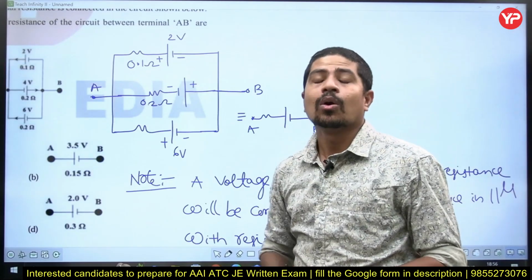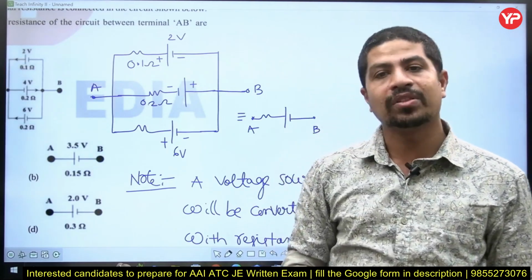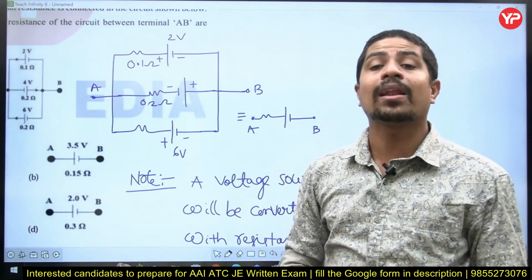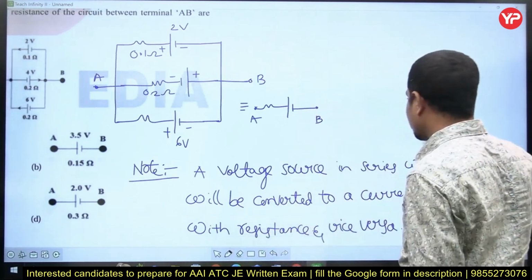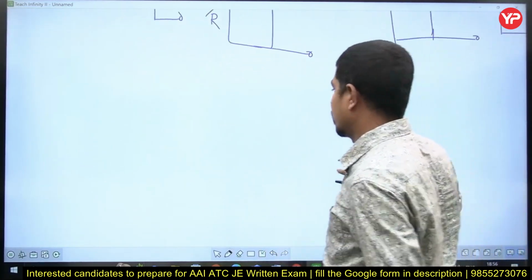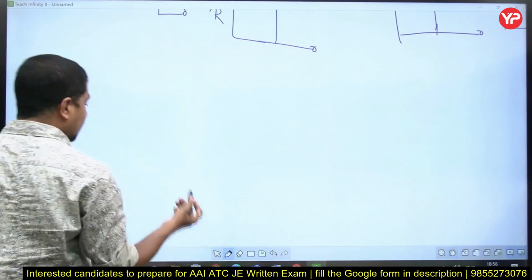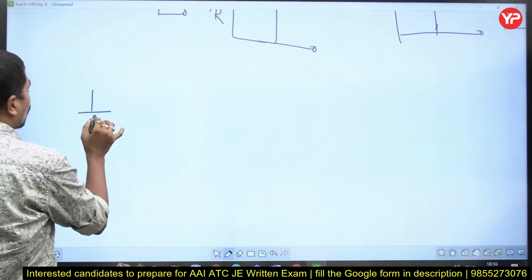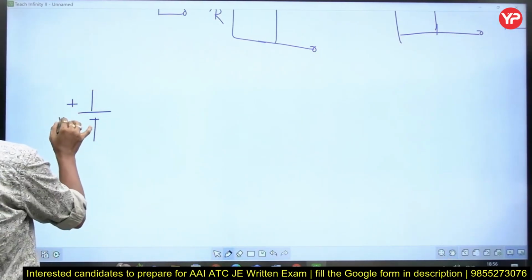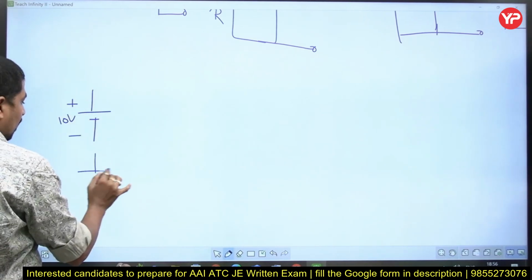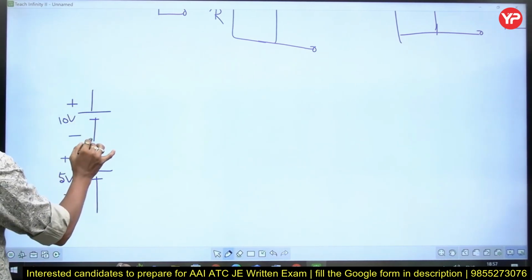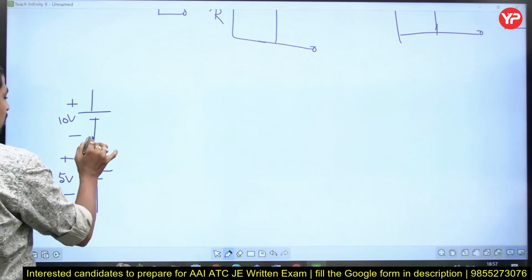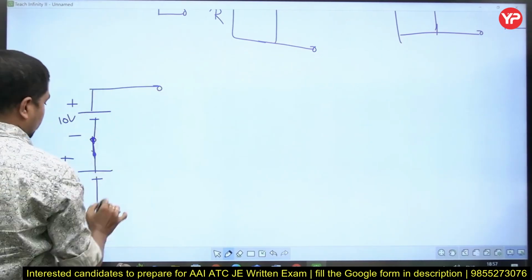And one more thing, voltage sources in series will be added with their polarities, current sources in parallel will be added by their direction. Means what? Let me take up that also, then I go to that question. Suppose there is a battery, let's take it as 10 volts, and another battery of 5 volts. These two are connected in series.